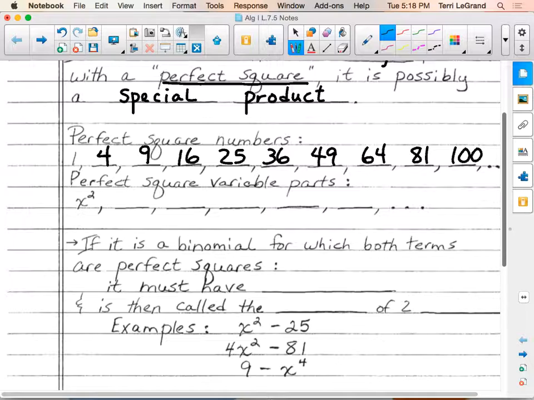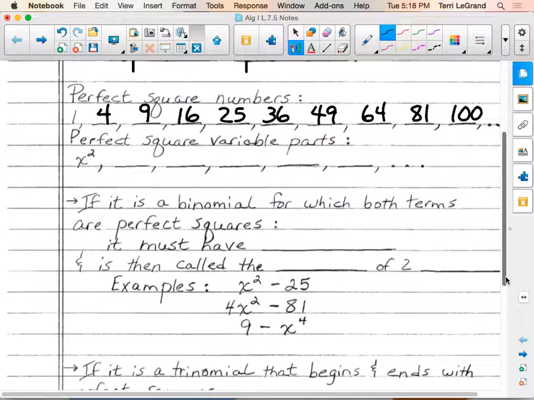And you really should get these memorized so that you can notice them right away. In fact, you should memorize the perfect squares through 15 times 15. So I'll let you do that on your own. Perfect square variable parts: what times itself is x squared? x times x. x to the first power times x to the first power.